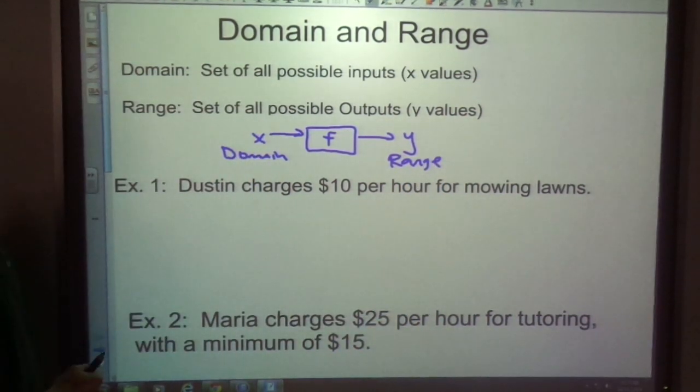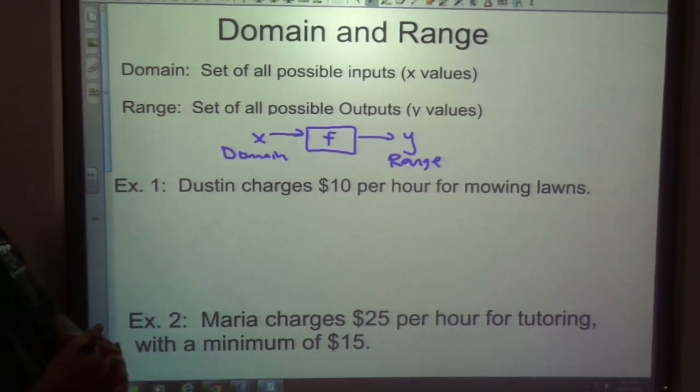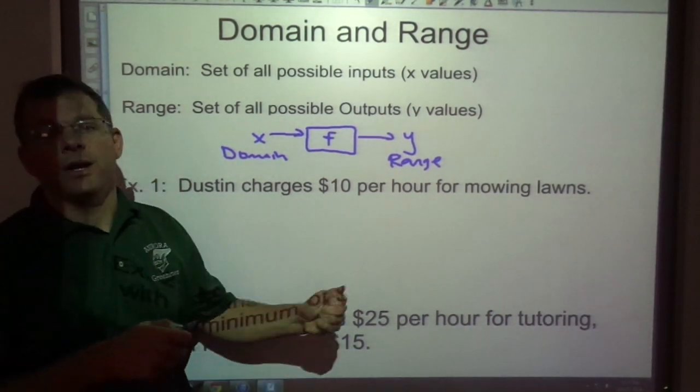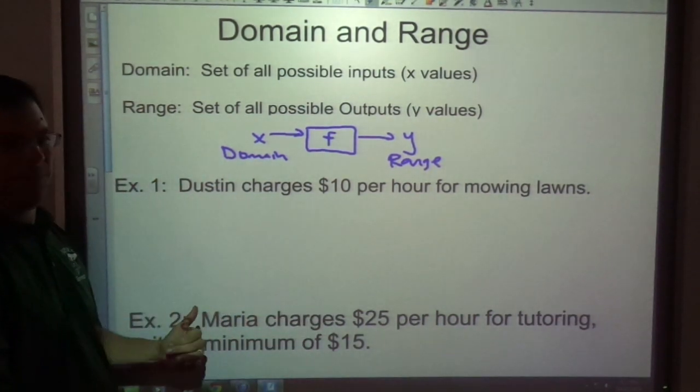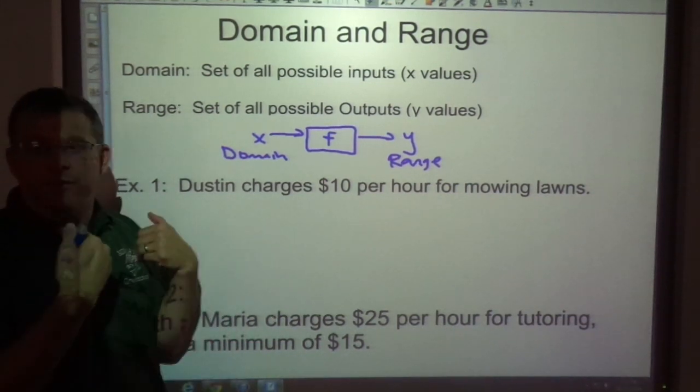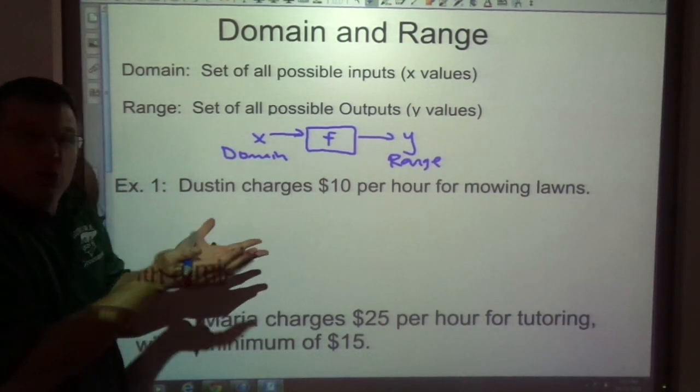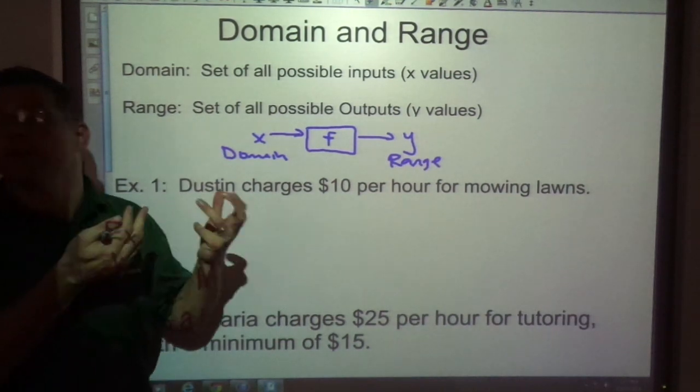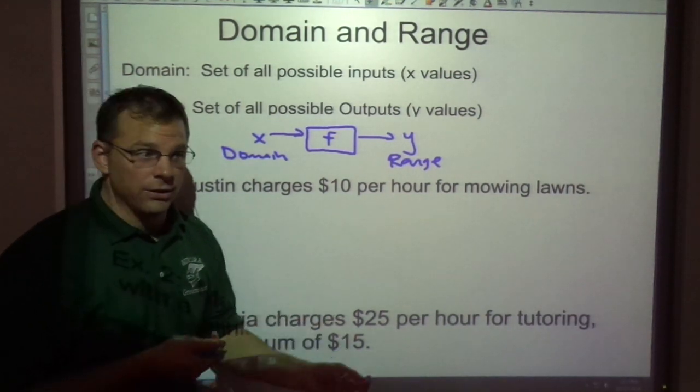Okay? When we have a situation, we talk about it in terms of the practical domain and range that makes sense for the situation. If we just have an equation or we just have a graph and it's just naked numbers and we don't know what it's about, we call that the theoretical domain or the theoretical range.